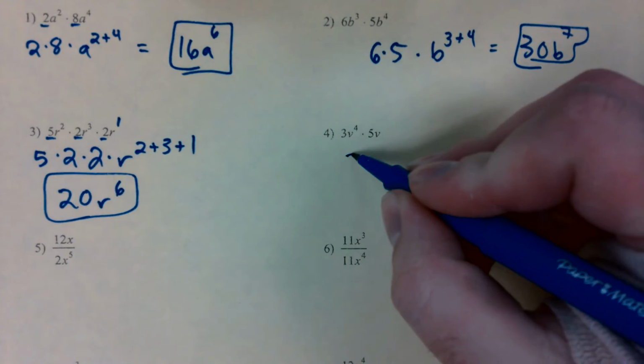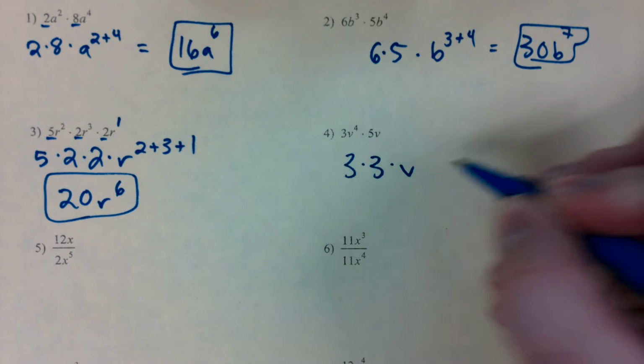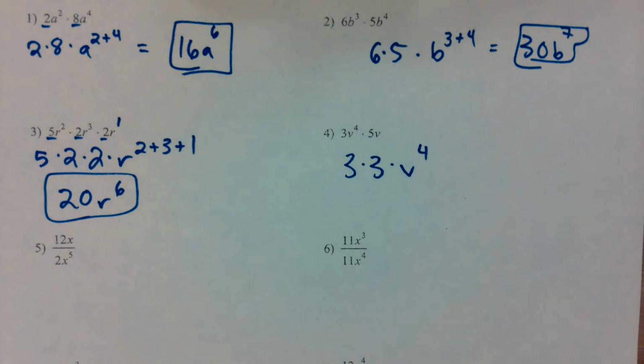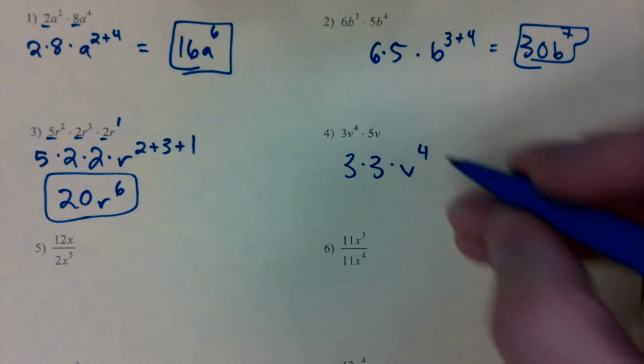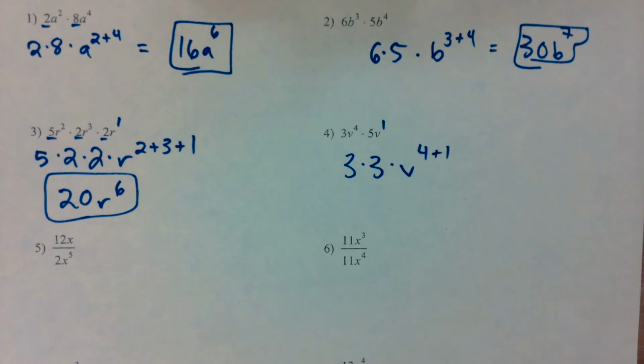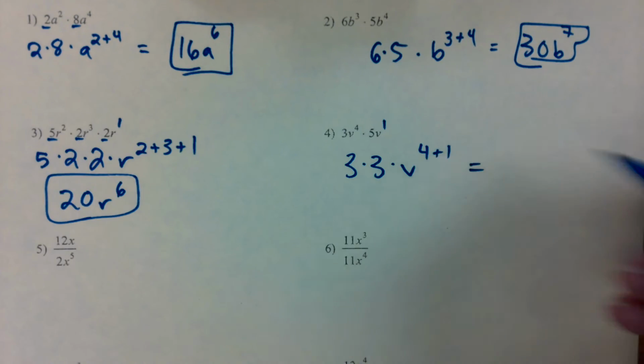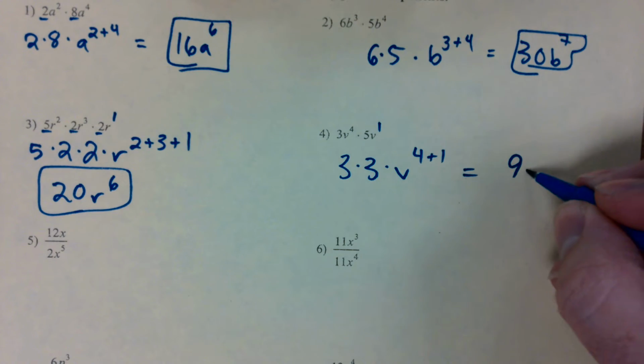Number 4, same thing. We bring out 3 and 5. V to the 4. Is that it? Just v to the 4th? Oh, we got to do plus 1 again. If you forgot the 1, now you know. 3 times 3 out in front gives us 9. V to the 5th.